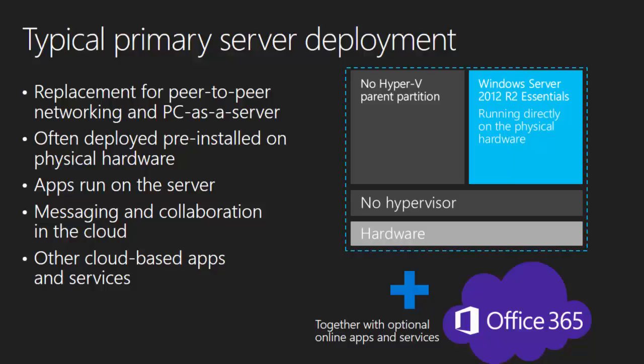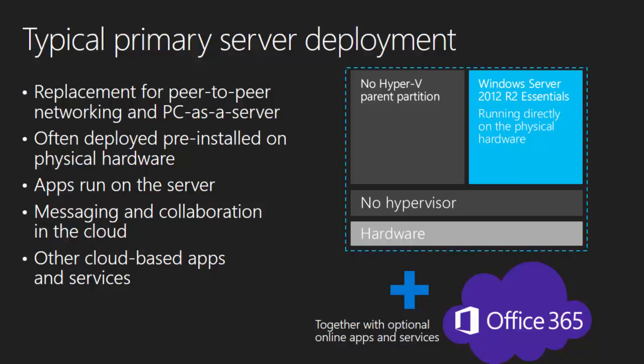So this is a replacement for peer-to-peer networking and for previous servers that people may have been running. Sometimes you'll find that you can get some great deals around Windows Server Essentials being included with hardware. So it may be pre-installed, it may be available via ROK, or those of you who prefer to build your own also know that it's available through the OEM channel as well. So in this case, we can run some apps on the local server.